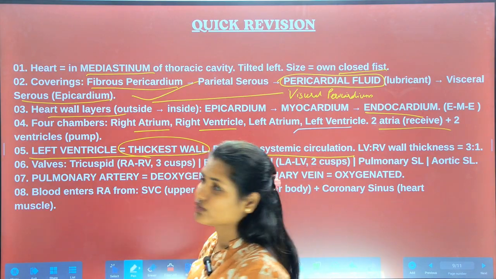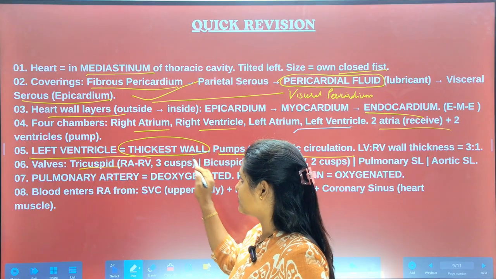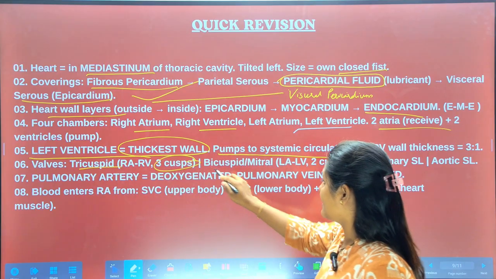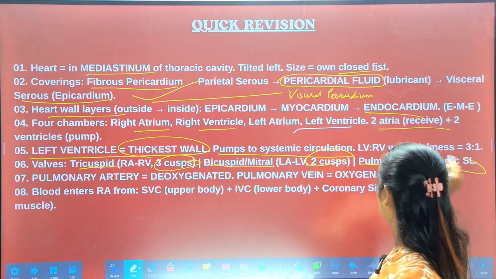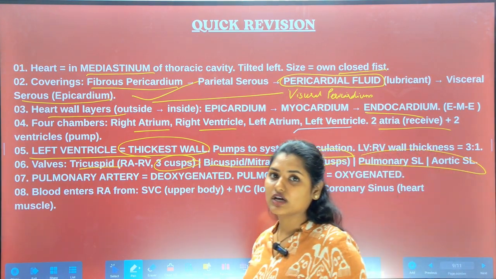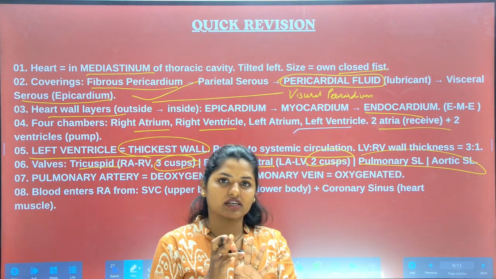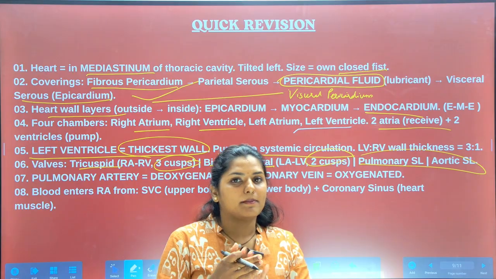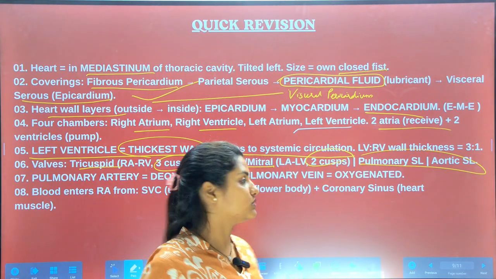And now coming to valves, there are two types of valves. One is the tricuspid valve, which has three cusps, and then the bicuspid valve, which has two cusps. And these are the pulmonary and aortic semilunar valves. So there are four types of valves: tricuspid, bicuspid, pulmonary semilunar valve, and aortic semilunar valve.